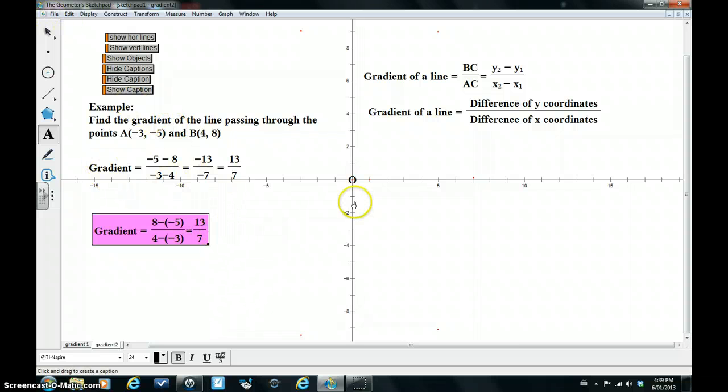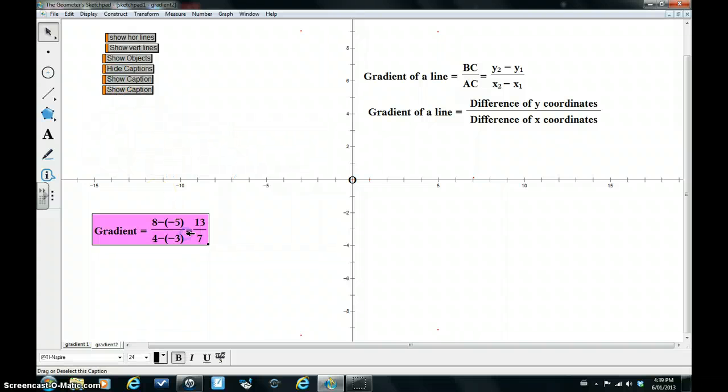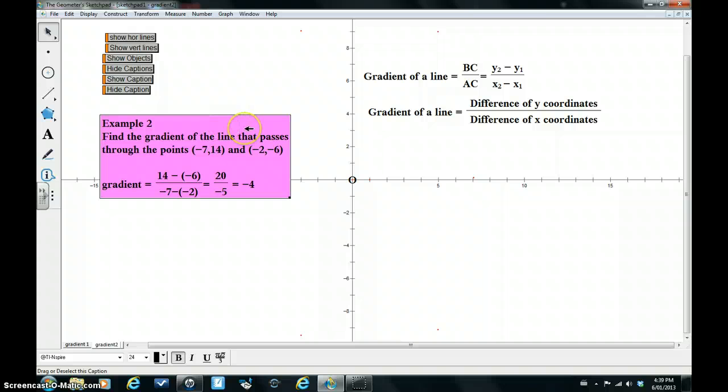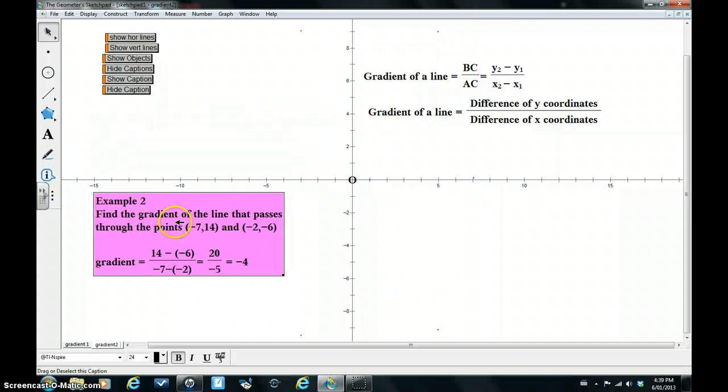Okay, let's try one more example. Example 2, find the gradient of the line that passes through the points (-7, 14) and (-2, -6). So I'm going to use the formula again up here, and the gradient, well, I'm going to start with the first point. I'm going to take the first y value, which is 14, take away the y value on the second point, which is -6.